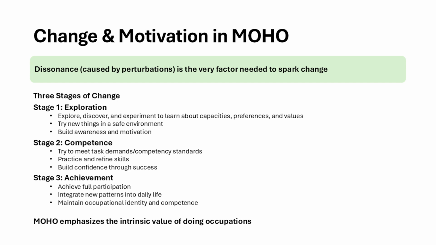Feeling more capable. Yeah. And finally, achievement. This is when they're participating more fully, integrating new routines or ways of doing things into their lives, maintaining that sense of occupational identity and competence. Okay, exploration, competence, achievement. Guiding clients through that requires a specific way of thinking, doesn't it?